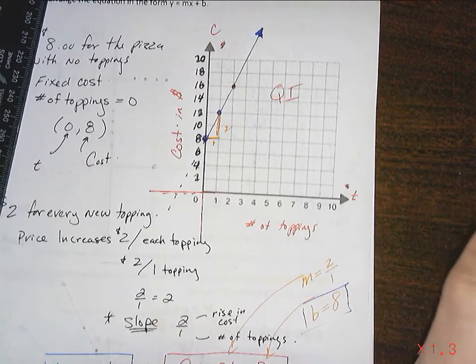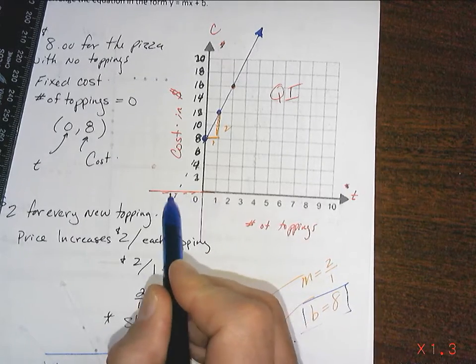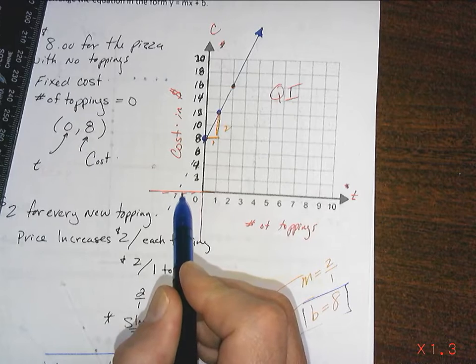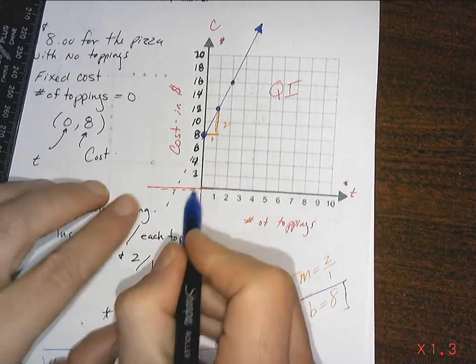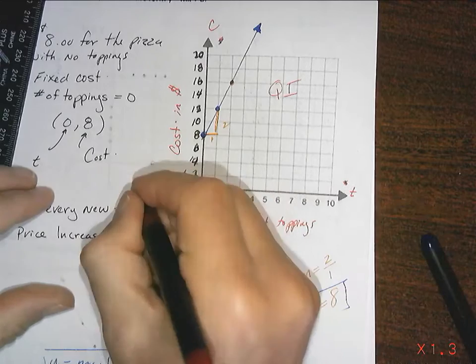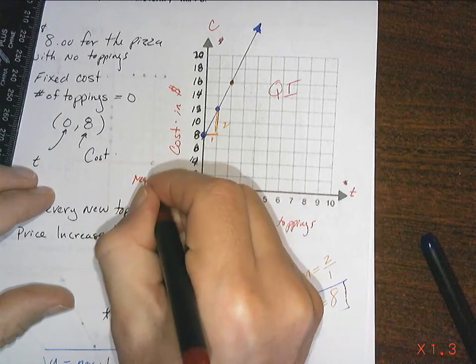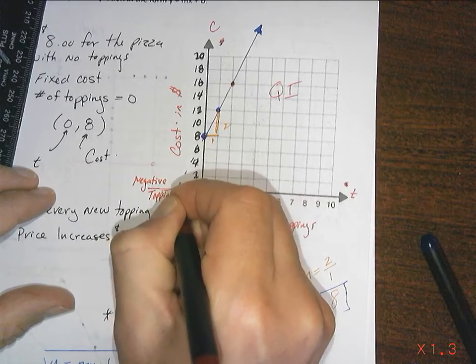Anybody? Why not? Why can't I be over here? Why can't I have a t value that's negative? What are t's? Can't have negative toppings, all right? So this line here doesn't make any sense, right? There's no such thing as negative toppings. That's just not going to happen.